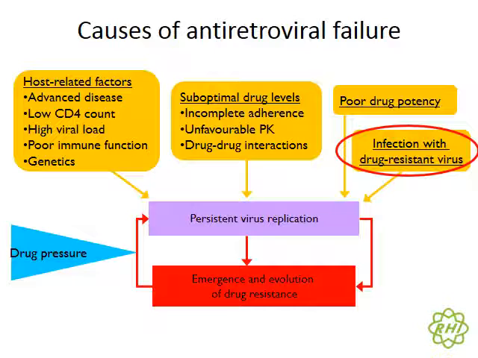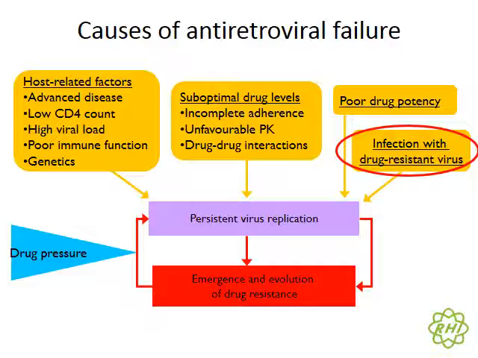So the bottom line is simple. To be able to form resistance, you need suboptimal drug levels in your blood. So if there's some ARVs in the blood that can wipe out the wild virus, but not enough to suppress you completely, you're going to have viruses replicating and you're going to have more mutations forming.